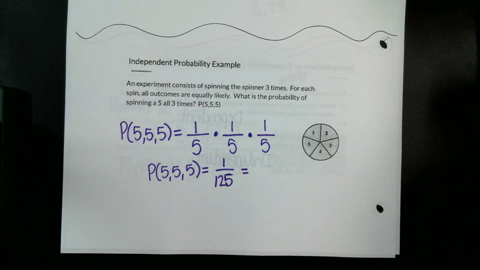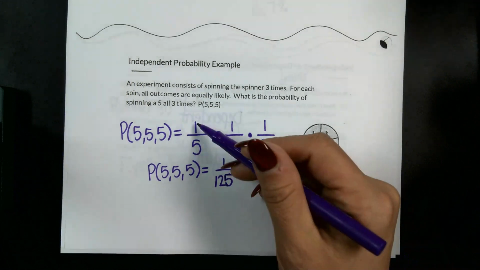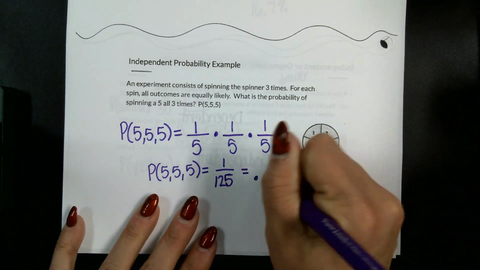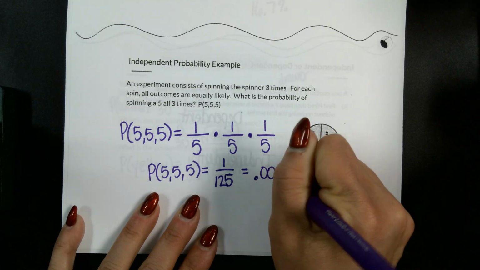So I know it's 1 over 125. I always multiply out my fractions first, and then I would do the division. Or you can just type it in, 1 divided by 5, 1 divided by 5, 1 divided by 5. Whatever. What are you guys getting? Point? 0.008. Yep.